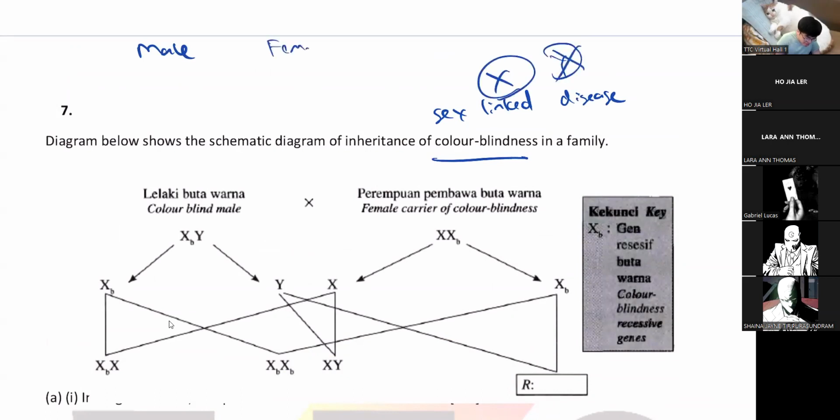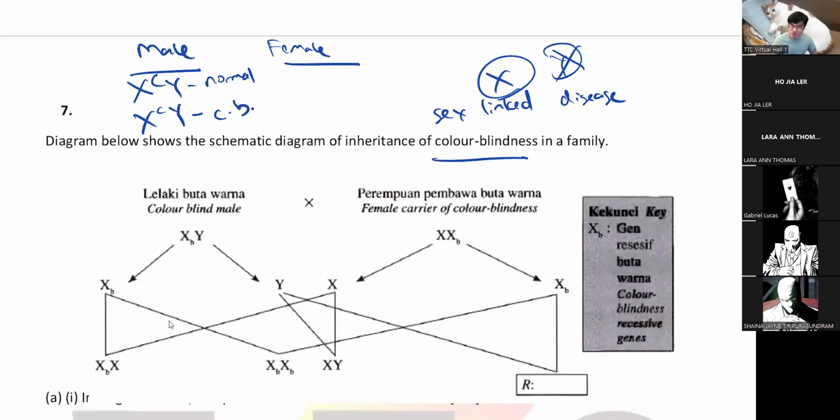So in this case, if this is color blindness, a male has only two possibilities: either X big C Y or X small c Y. If you got the big C, the dominant gene, you are normal. If you got the small c, the recessive, you are colorblind. There are only two possibilities for guys.